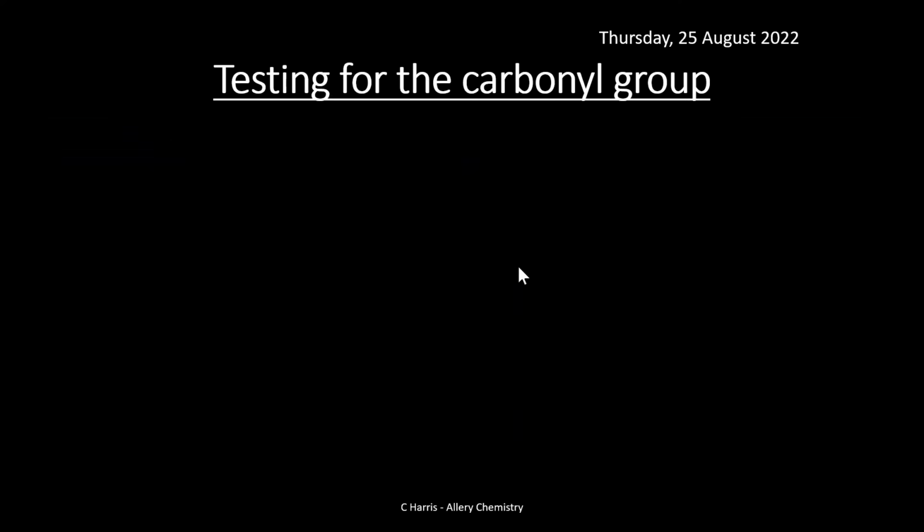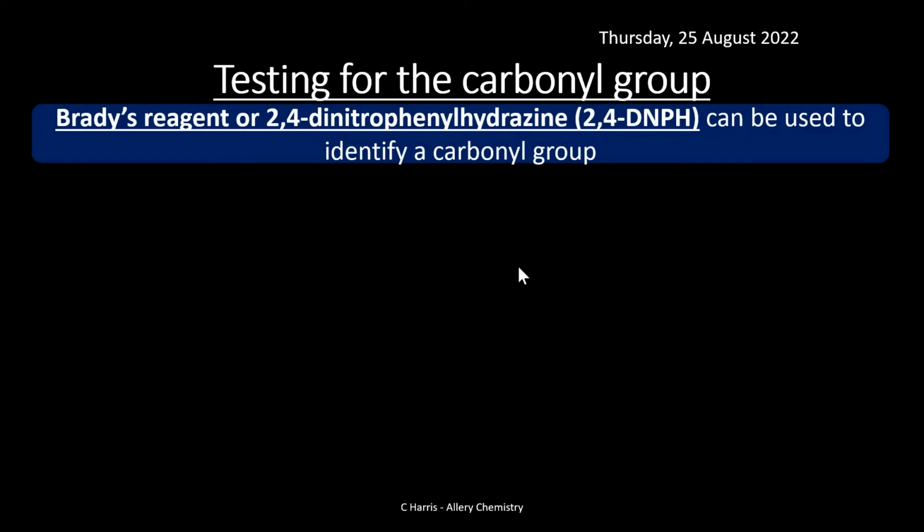Okay, so how do we test for the carbonyl group in general? Those two tests will distinguish between ketones and aldehydes, but ketones and aldehydes both have a carbonyl group. So that's fine if we want to distinguish between them, but what if we just want to know if there's a carbonyl group there in the first place? Well, we can use something called Brady's reagent. There's a lot of people's names here, isn't there? We've got Fehling's, Tollen's, and Brady's.